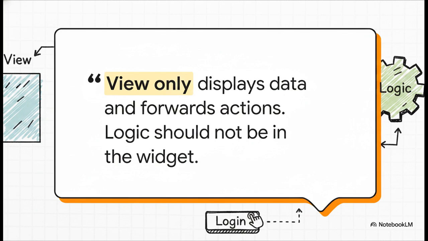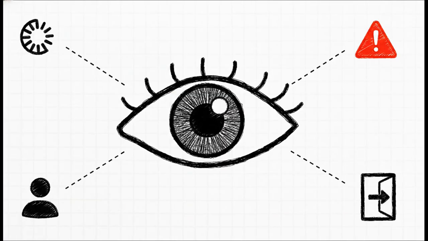When a user clicks login, the view doesn't authenticate them. It just taps the view model on the shoulder and says, hey, the user wants to log in with these credentials. You handle it. So, what exactly is the view getting from the view model then?